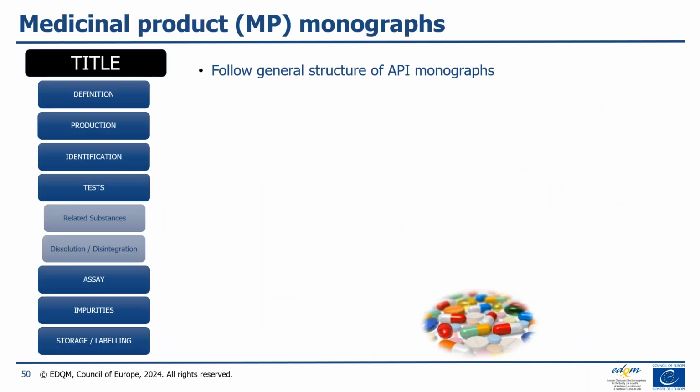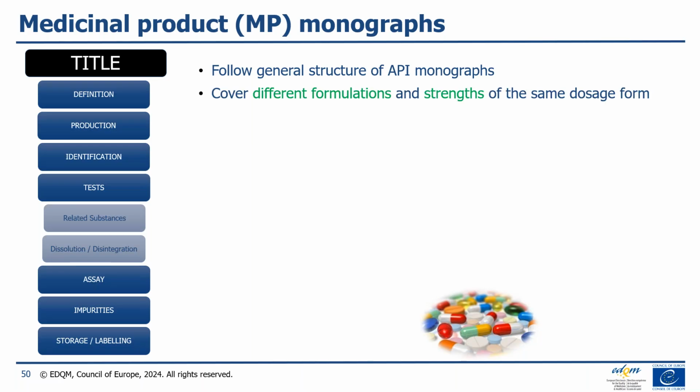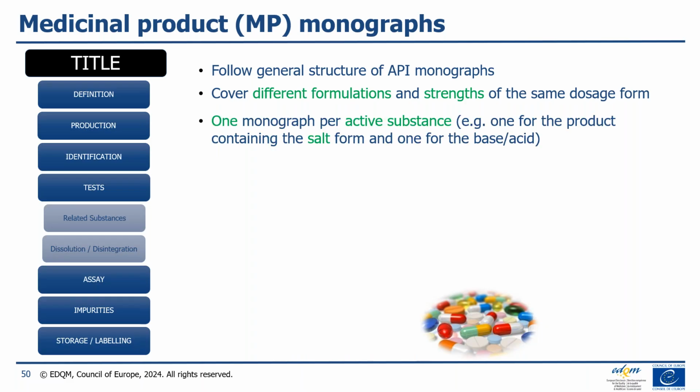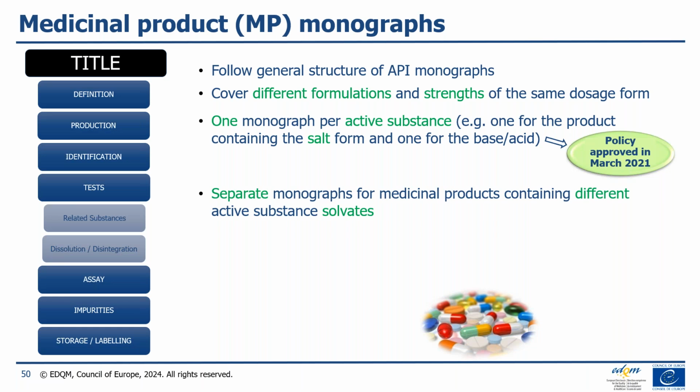A monograph on medicinal products is drafted with the same overall structure as a monograph on chemically defined active substances, and it covers different formulations and strengths of the same dosage form. It was decided that one monograph will be elaborated per active substance. So, for example, products containing a salt form and the base or acid form are considered as different active substances, so different monographs are elaborated as well.